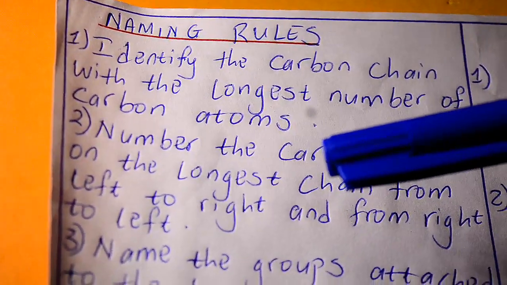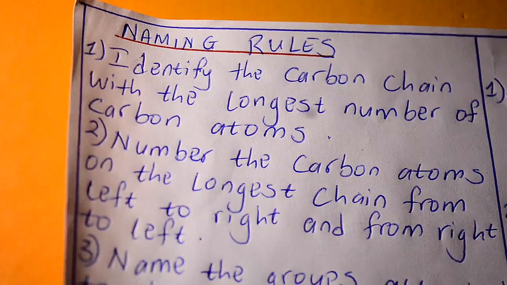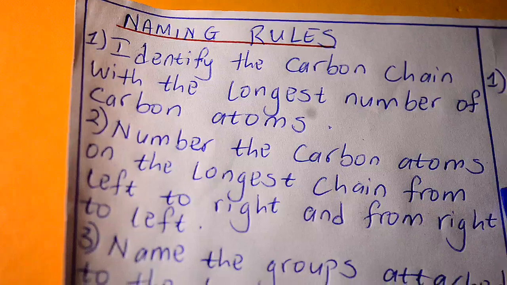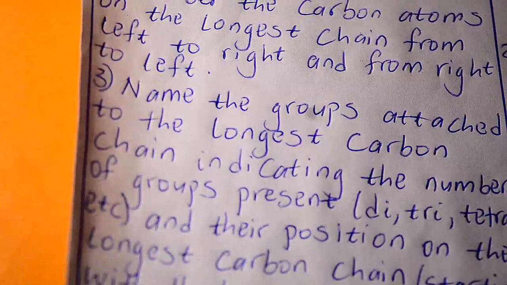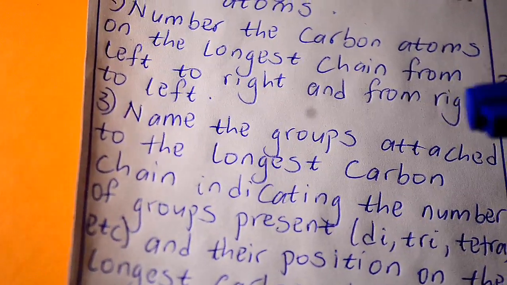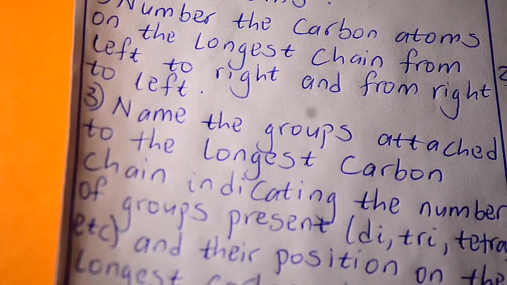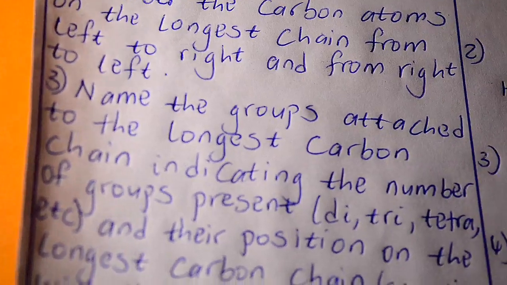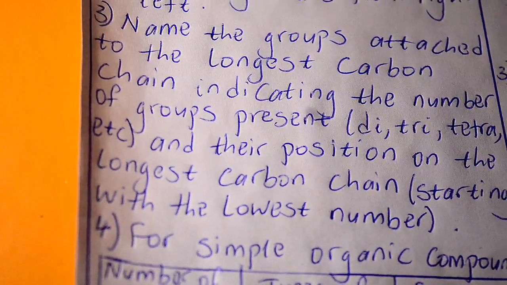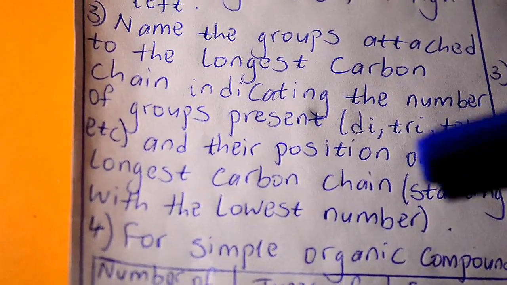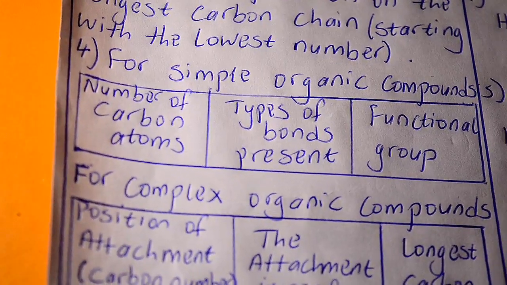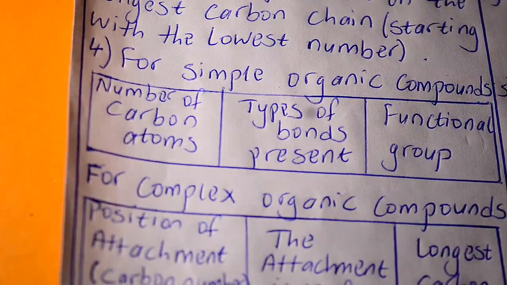The second rule is to number the carbon atoms on the longest carbon chain from left to right and from right to left. The third rule is to name the groups attached to the longest carbon chain, indicating the number of groups present and their position on the longest carbon chain. And the fourth rule is to choose the technique suitable for your compound.